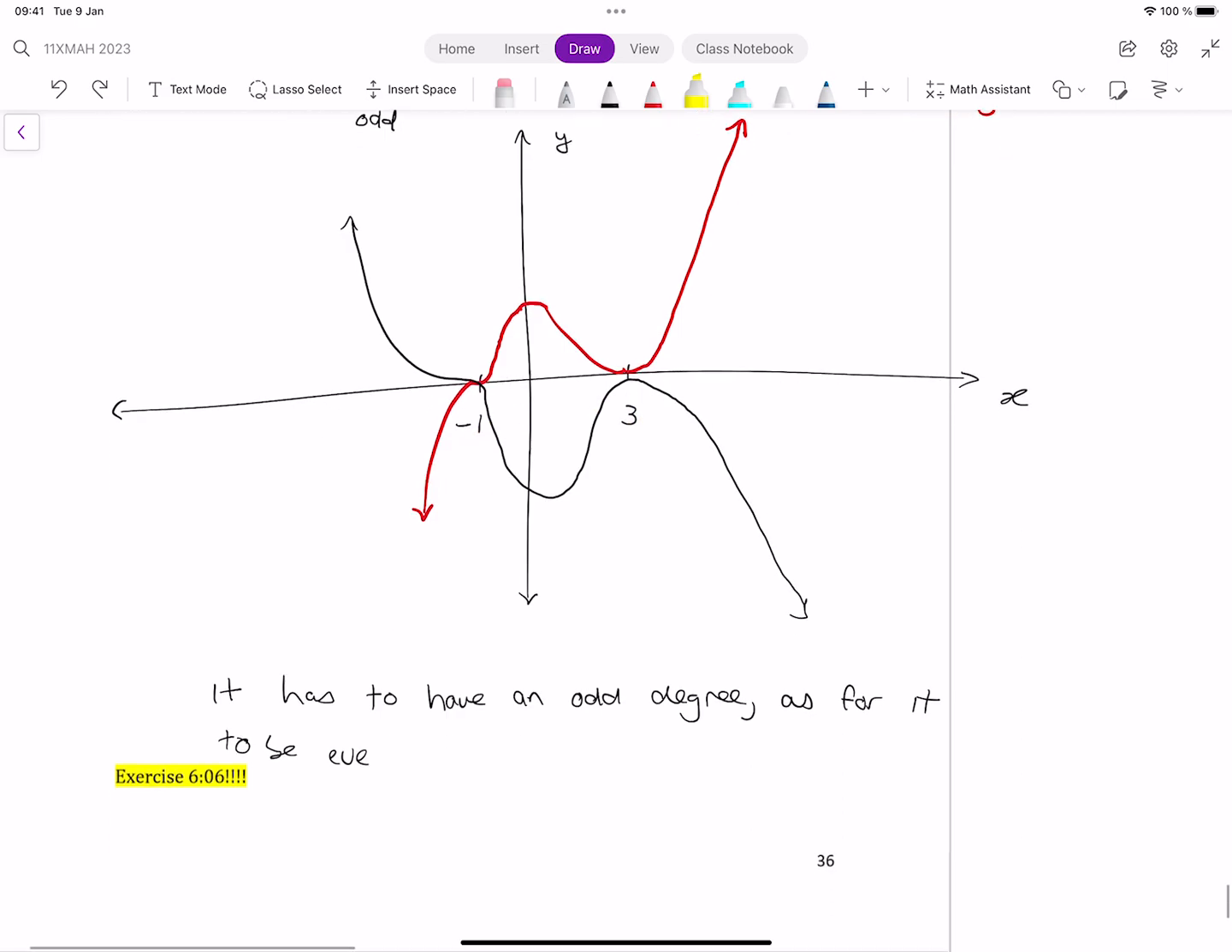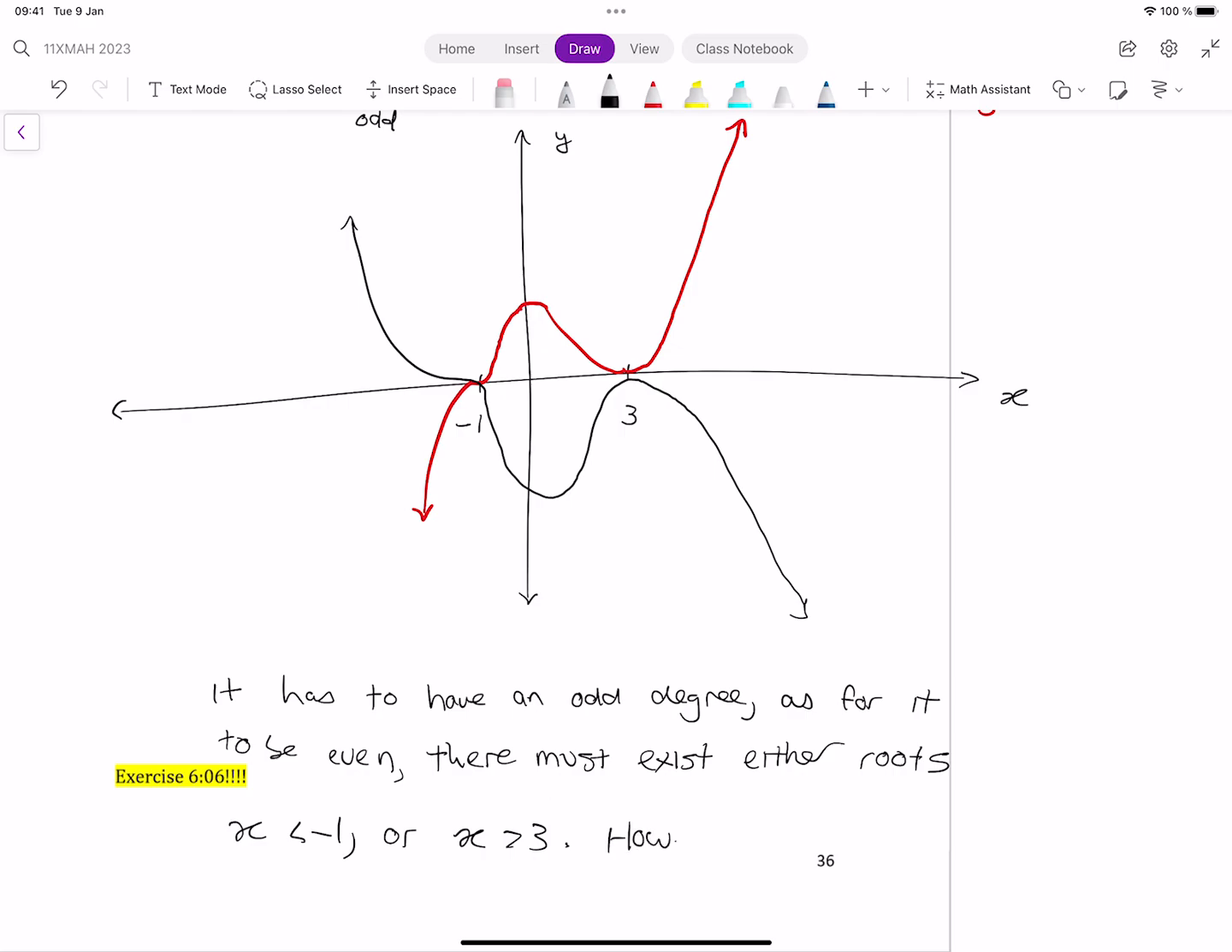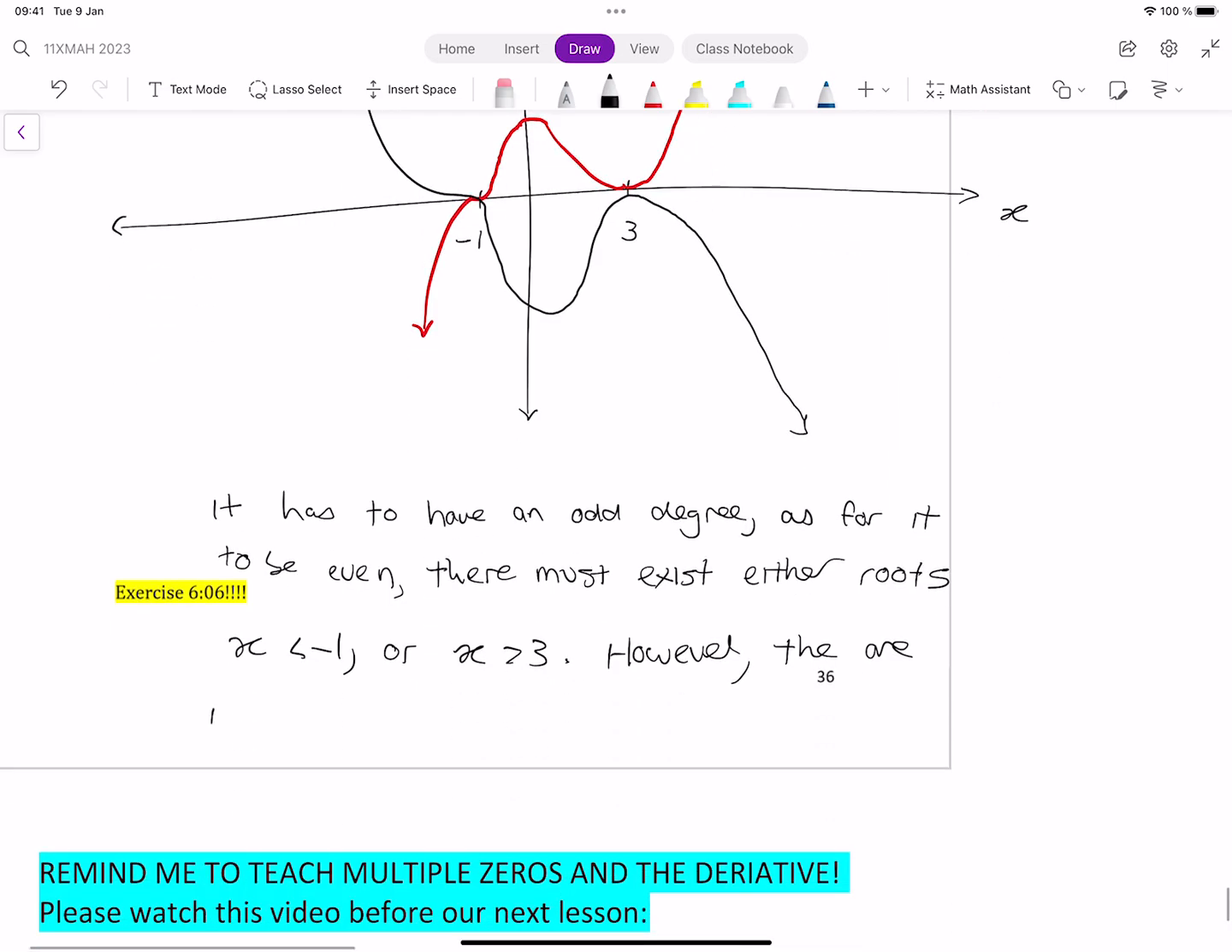So for it to be even, there must exist either roots x is less than -1 or x is greater than 3. However, there are no more roots. Therefore, it is of odd degree.